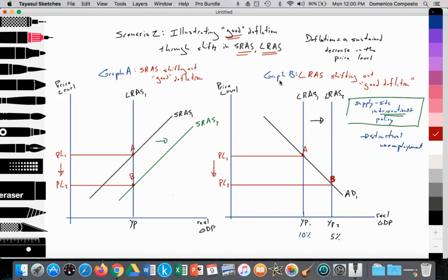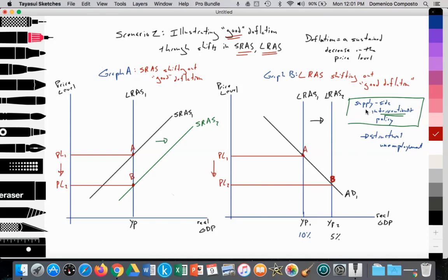In graph B, we're going to be illustrating the LRAS curve shifting out, again leading to good deflation. On the x-axis, we're measuring real GDP. On the y-axis, price level. We have a downward sloping aggregate demand curve labeled AD1 and two perfectly inelastic LRAS curves labeled LRAS1 and LRAS2. Where LRAS1 intersects AD1 at point A, it provides an equilibrium price level at PL1 with full potential GDP at YP1.